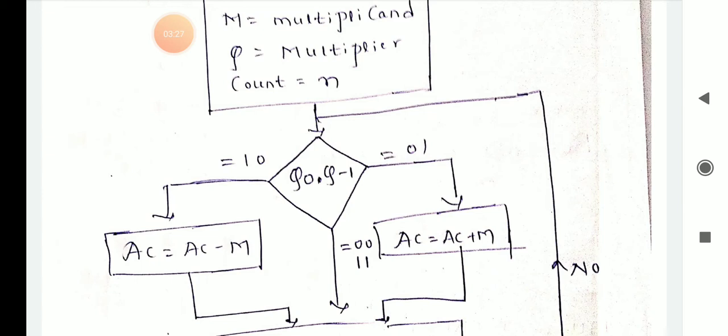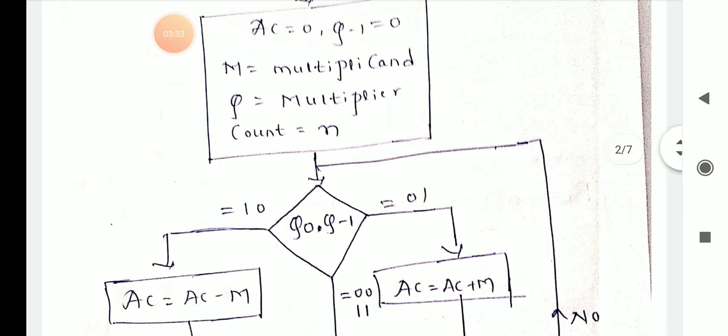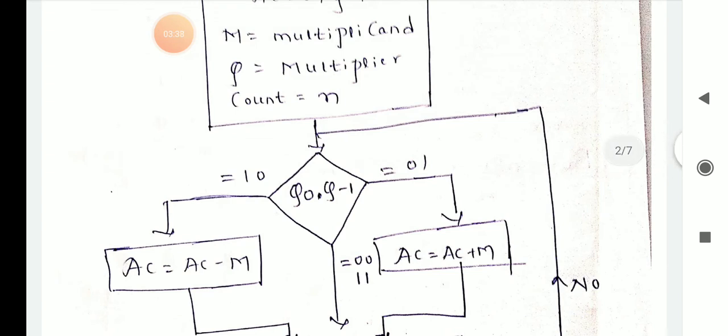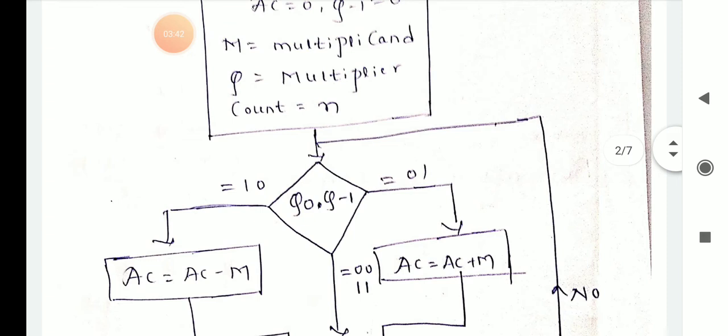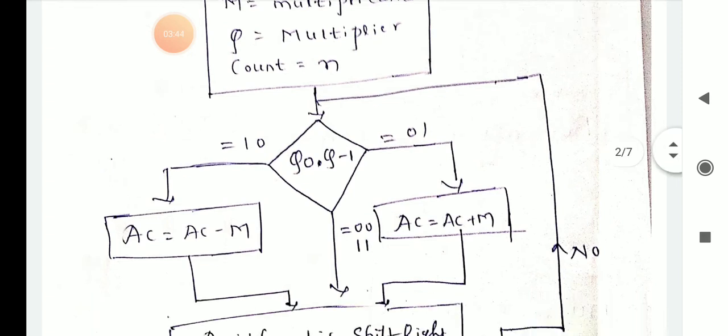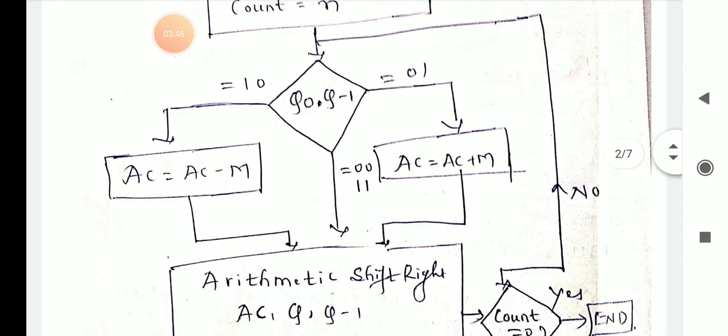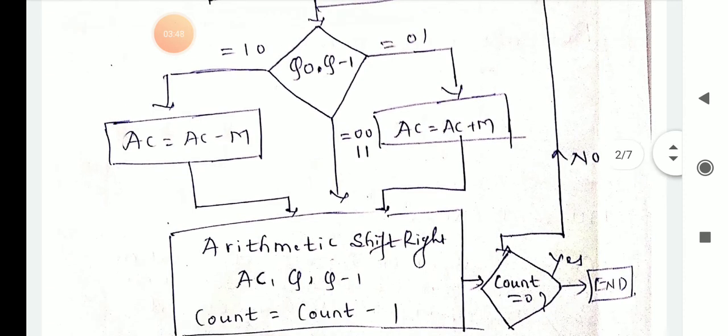So how does the process start from Q0 and Q minus 1? For example, if your Q0 and Q minus 1 are 0, 1, first you do accumulator equal to accumulator plus M, that is your multiplicand. Then you do the arithmetic shift right. Then you do count equal to count minus 1.